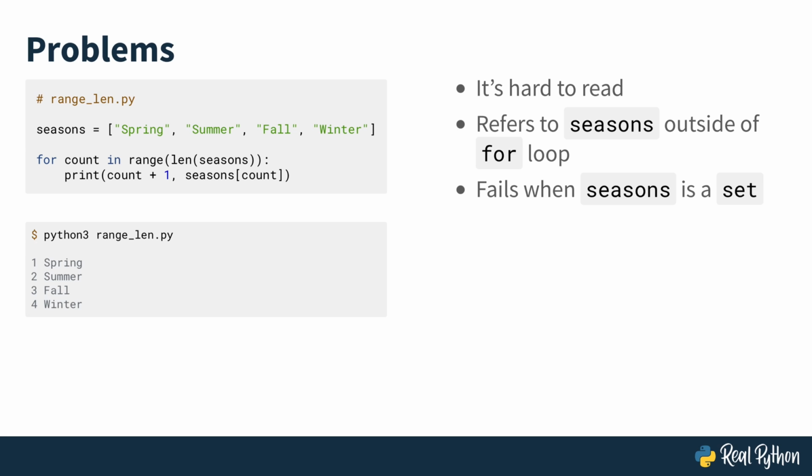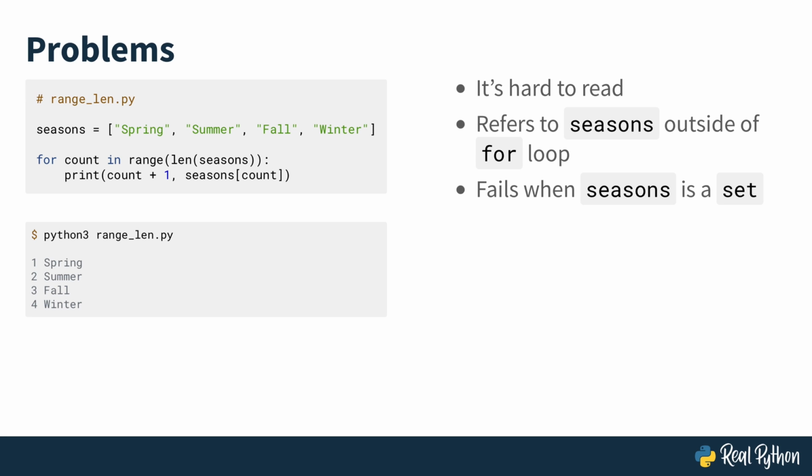The second script you created, the range_len.py, also has an issue. If you look at it just with this slide, it might already be very visible, compared to the first one, that it's harder to read. There is this one line with all the parentheses: range, len, seasons. And then you have a similar problem like you had before with the count variable, but this time you're referring to the seasons variable outside of the loop. So again, you have a variable that's not inside the scope of your for loop.